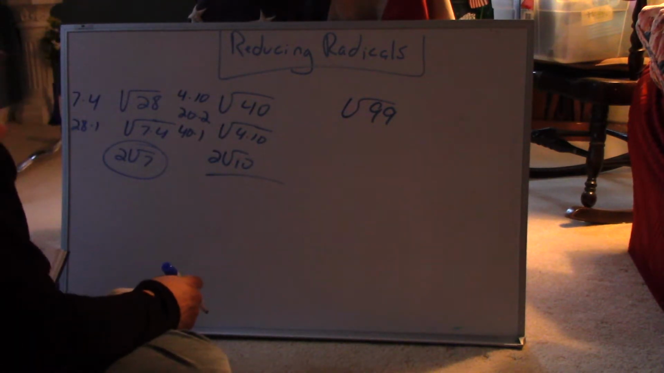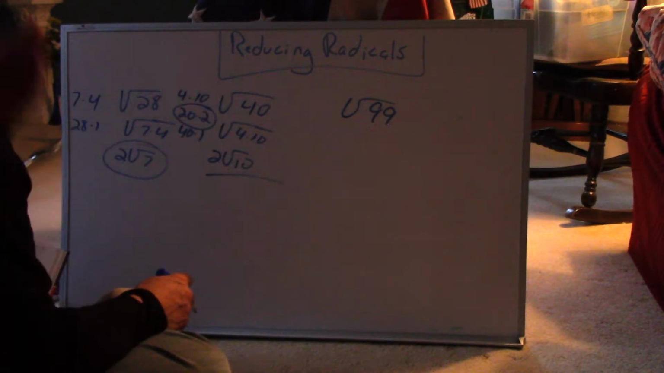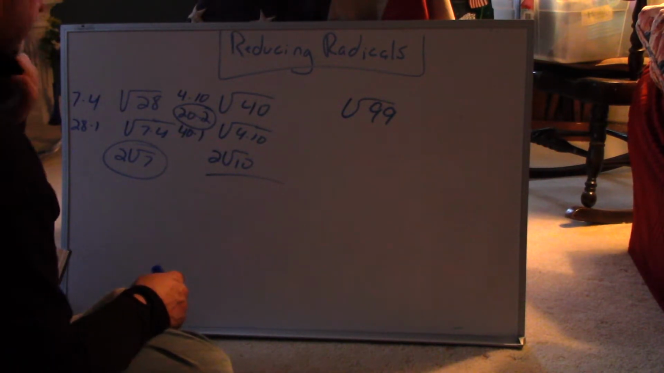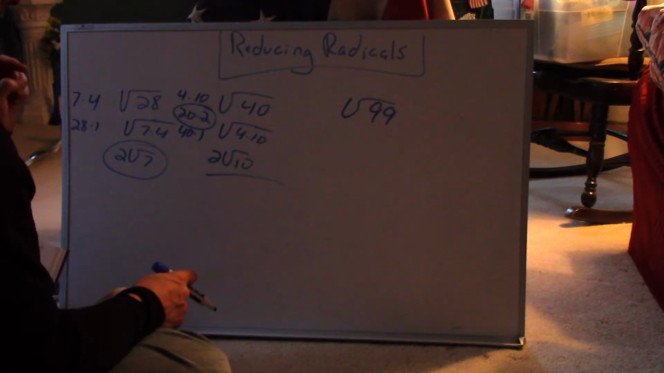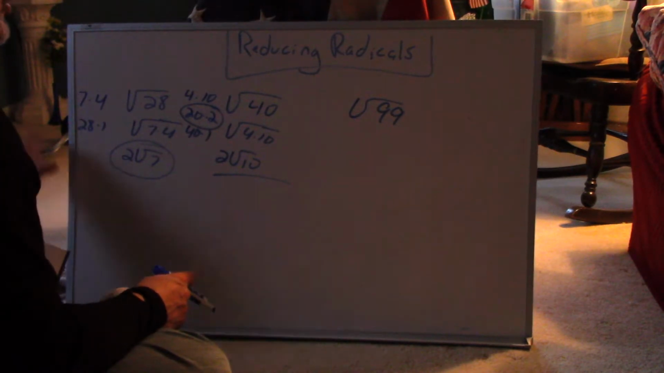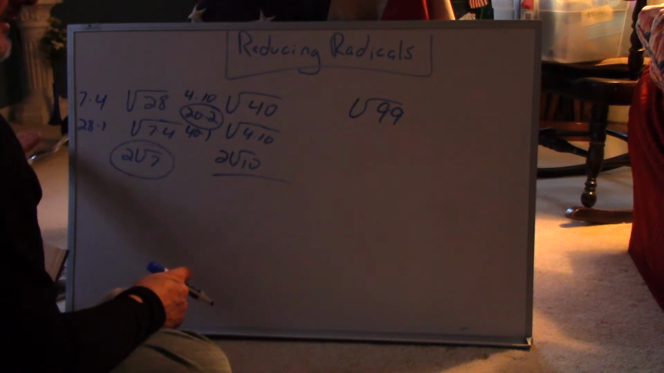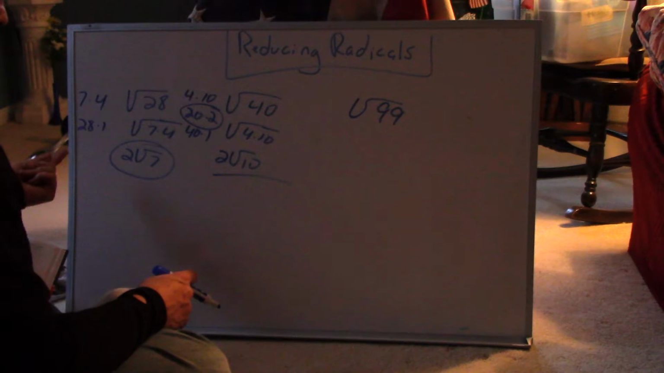Now I want to show you something. What if you had chosen 20 and 2? Well, you wouldn't be wrong, but you wouldn't be 100% right because you'd have to reduce again. See, whenever you pick a factor pair that has a square root in it, you have to reduce again. What do I mean by that? I mean that 20, 5 times 4 is 20, and 4 is an even square root, so that has a square root in it. So you have to reduce again.